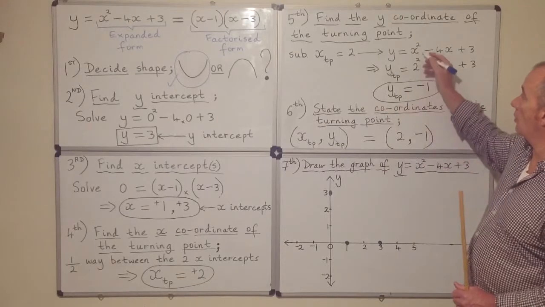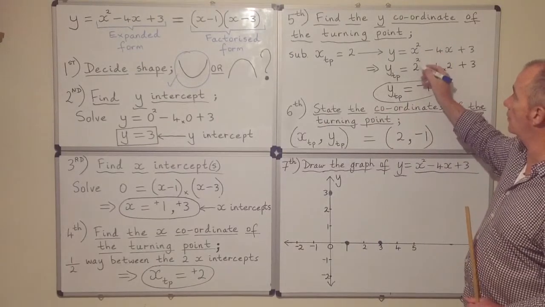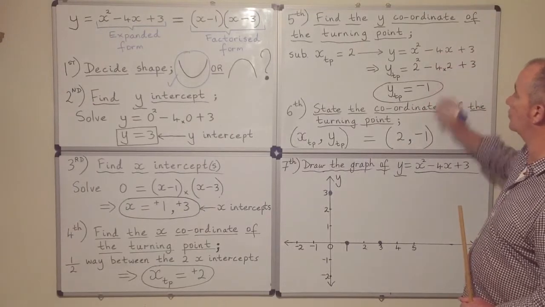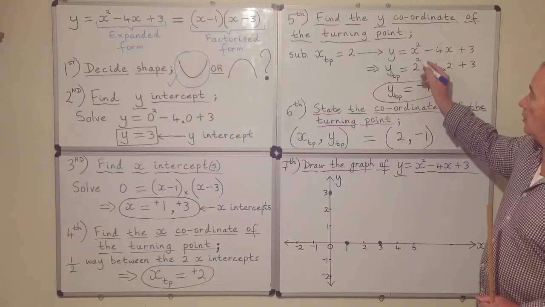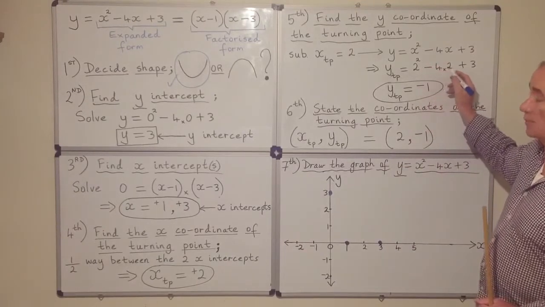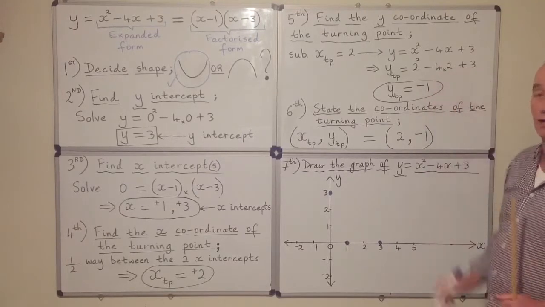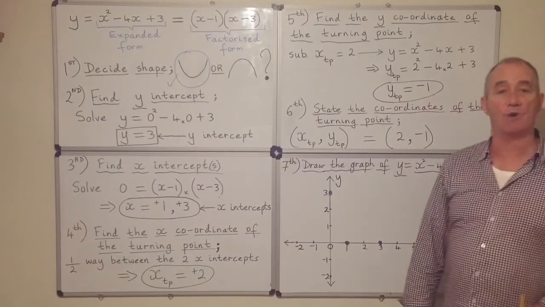Wherever there's an x in the equation, we replace x with 2. So instead of x squared, we've got 2 squared. Instead of minus 4 times x, we've got minus 4 times 2. What final answer do we get? 2 squared is 4, minus 4 times 2 is 8, 4 minus 8 is negative 4, then negative 4 plus 3 is negative 1. The y-coordinate of the turning point is negative 1.